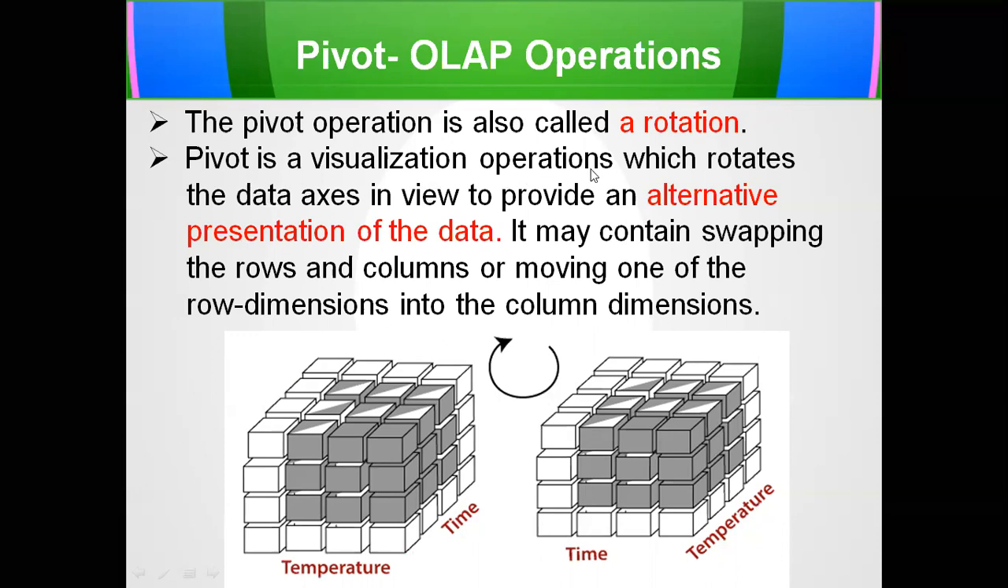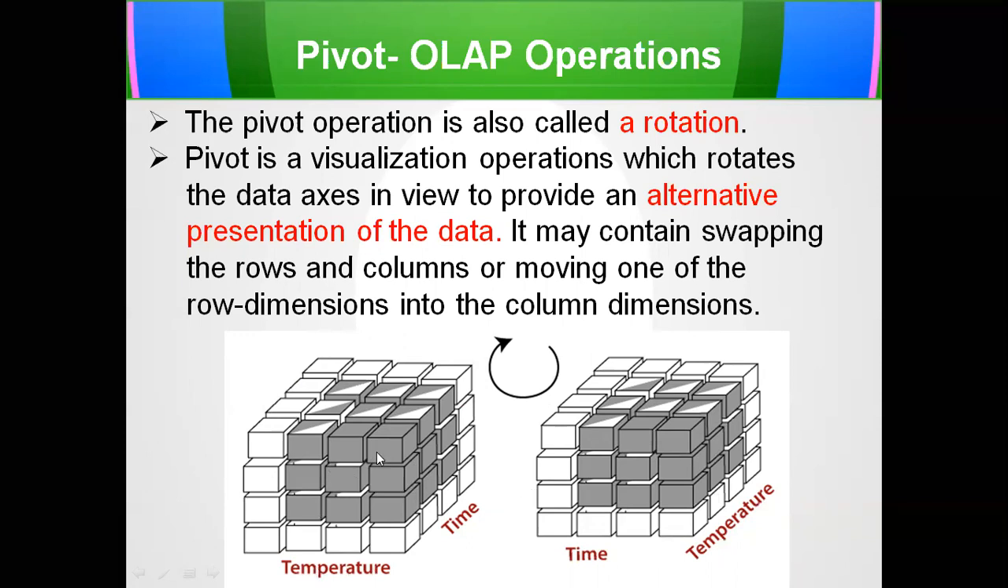So pivot is a visualization operation. The pivot operation is only for visualization, not for retrieving the data, right? The same data you can visualize in a different view. So the pivot operation is a visualization operation which rotates the data axis in a view to provide an alternative presentation of the data, right? It may contain swapping of the rows and columns, or moving one of the row dimensions into the column dimension, right? So here, after rotating this cube, we get this view of the data, right?